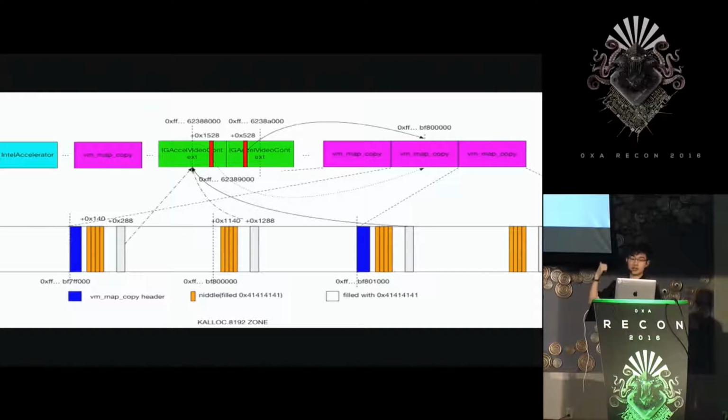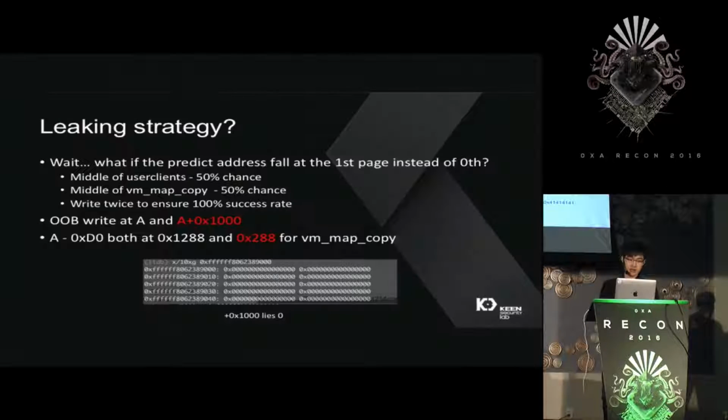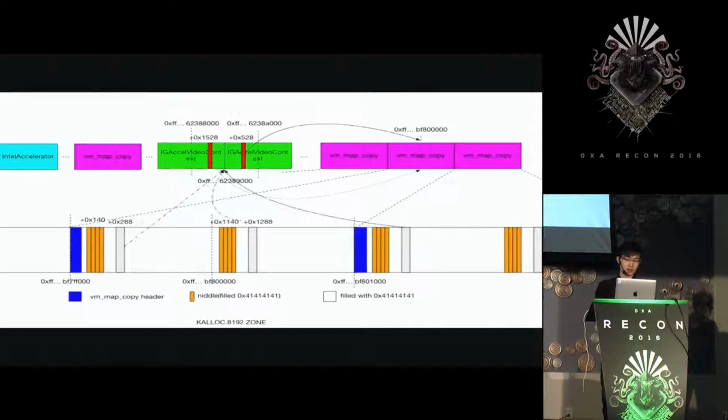Oh, we can see the problem here. If we point it back to address A, we are not reading the vtable content. We are reading in the middle of the IGXL video context, which means actually it's 0. It's not useful content. So how can we solve this problem?